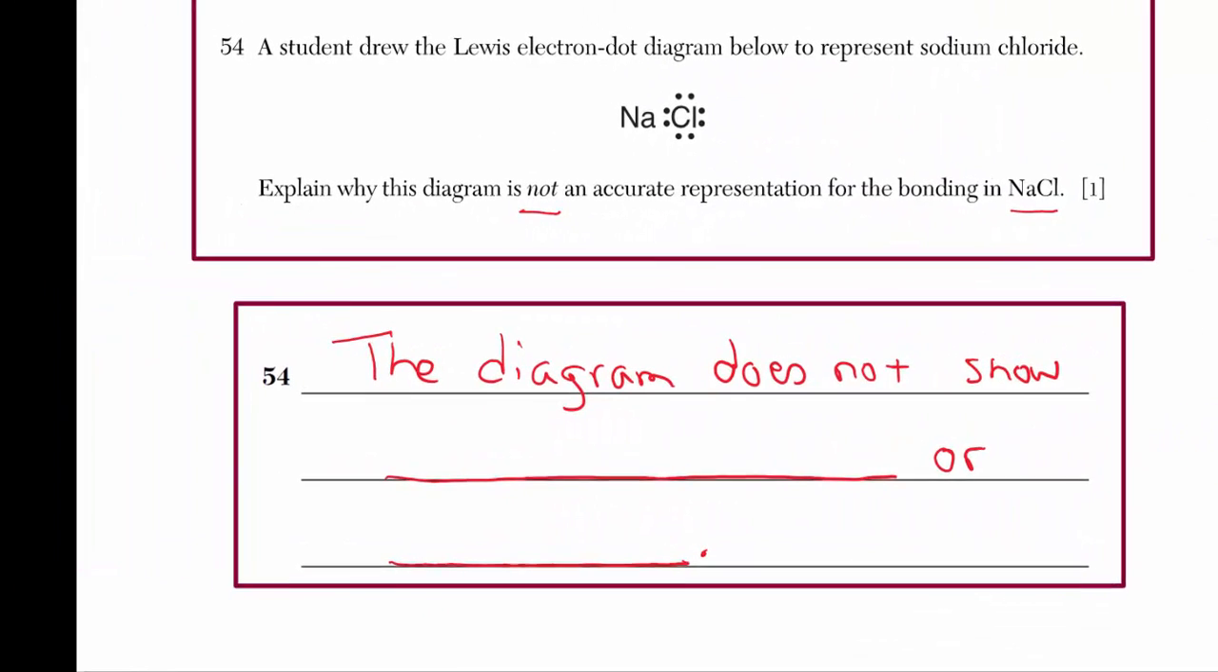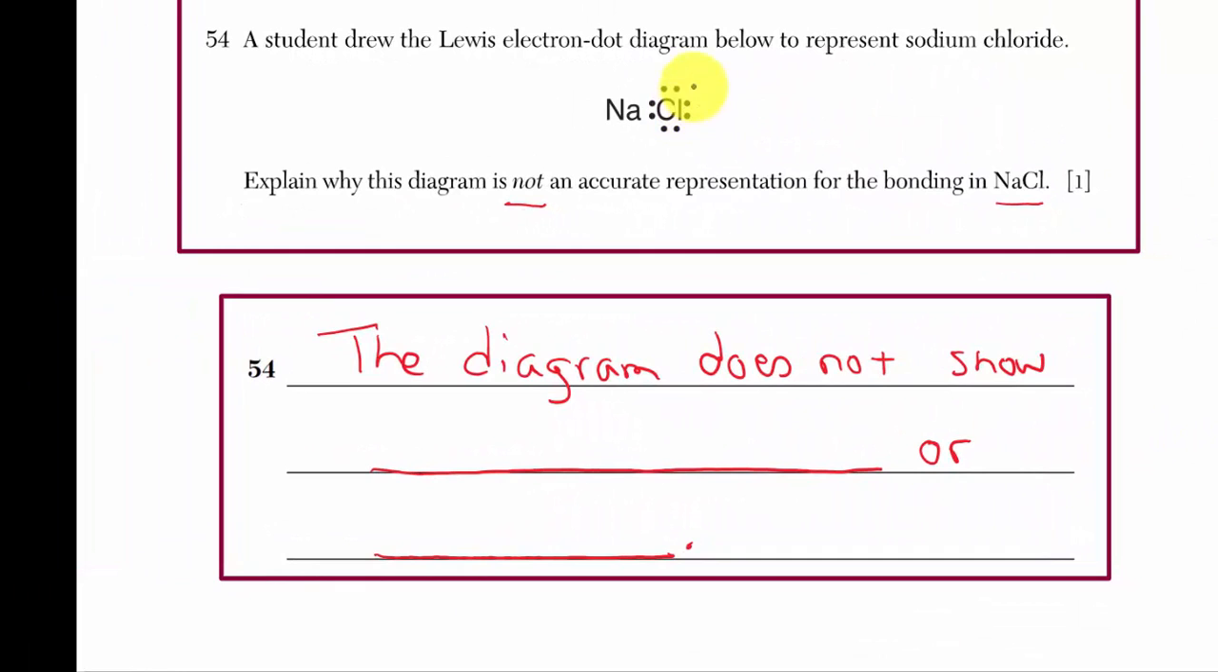Well, your student has drawn in their picture a molecular substance. It's showing the sharing of 2 electrons. This is a molecular structure, so we could just say that the student has drawn a molecular substance and sodium chloride is actually an ionic substance. Put in other words, the diagram does not show electron transfer, or ions. And this is an ionic compound.